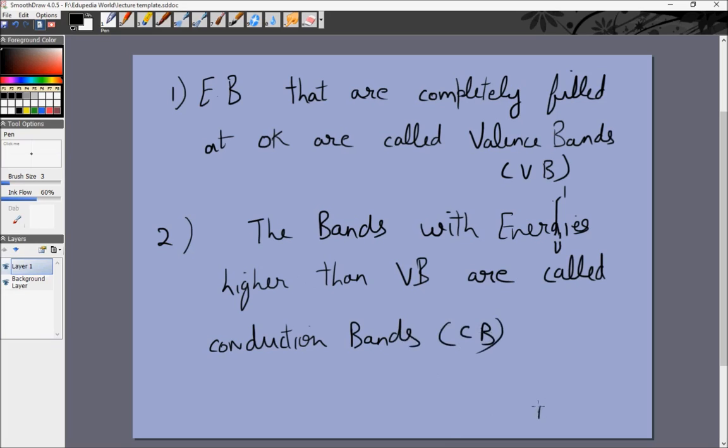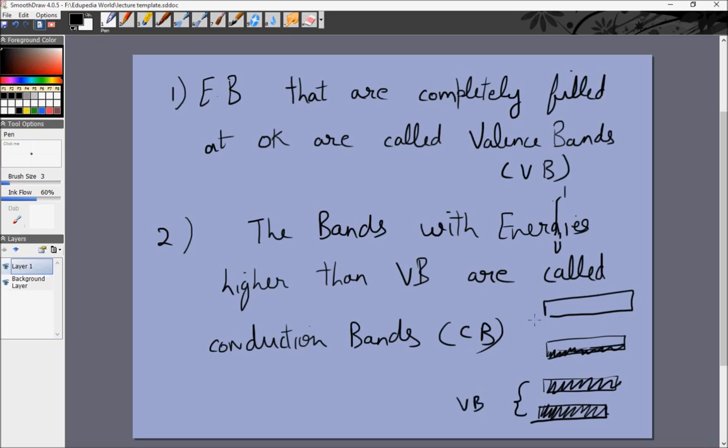So generally, let's say we have one band, then we have a second band, we have a third band, and a fourth band, and this is completely filled, this is completely filled, but this one is partially filled, not completely filled. Let's say half filled. Then these two would be the valence bands, and this one and any one above this will be the conduction bands. Now again, generally the interest to us is of these two bands. So generally the valence band means the highest valence band, and generally by the conduction band we are referring to the lowest conduction band. Though technically all higher bands will also fall under the category of conduction bands.